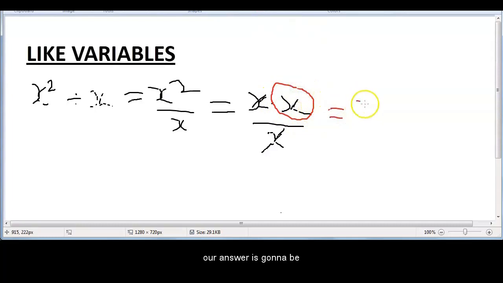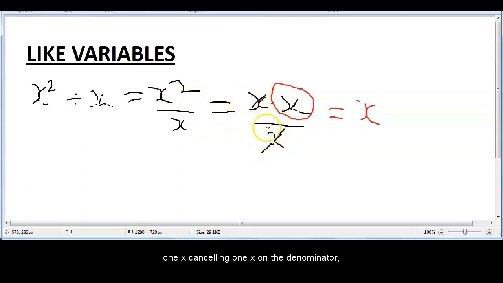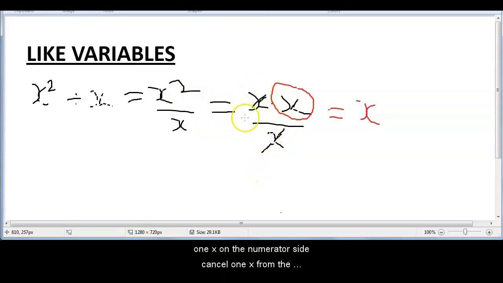Our answer is going to be x. So x squared divided by x would be x squared over x. x squared can be rewritten as x dot x all over x, because x squared means two x's multiplied together. So we cancel out one x from the numerator against one x from the denominator, and we're left with the untouched x. In division, the untouched or uncancelled variable or coefficient or both is our final answer.